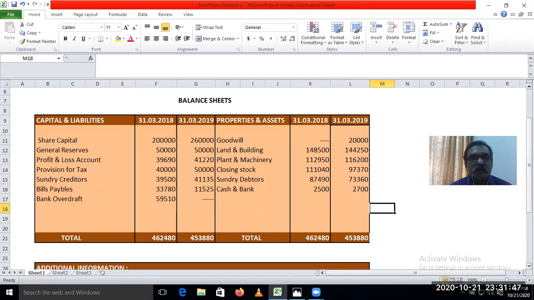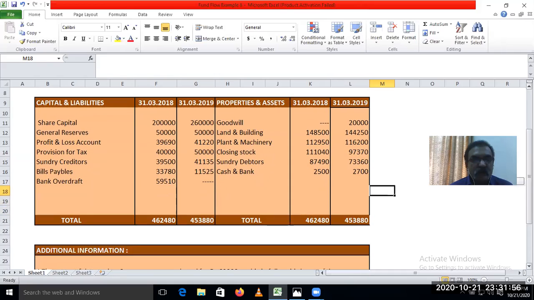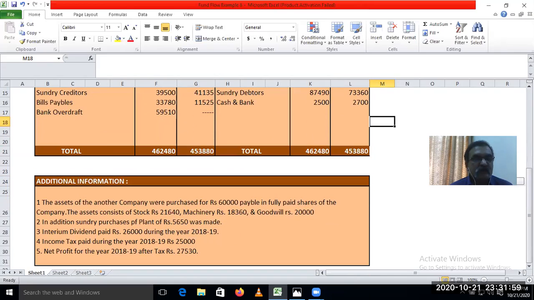The total of the balance sheet is 4,62,480 and 4,53,880. Now check out additional information. Number 1, the assets of another company were purchased for rupees 60,000 payable in fully paid shares of the company. These assets consist of stock rupees 21,640, machinery rupees 18,360 and goodwill rupees 20,000.